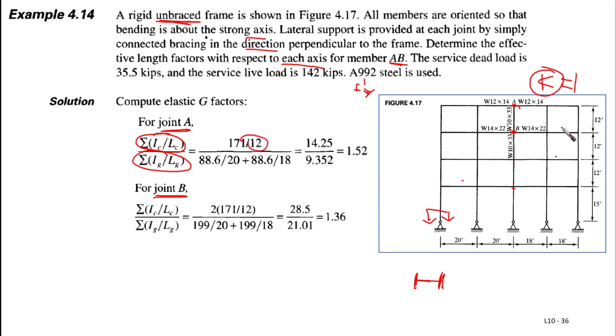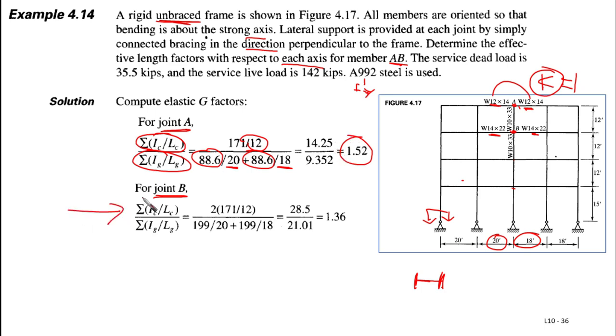This is the length of the columns here, 12, and the length of girders are 20 and 80, like left and right. And for W14 by 22 and W14 by 22, these are the girders on the bottom. And for the top at point A, it is W12 by 14 and 12 by 14. Okay, they are going to be the same. And this is right. As you can see, they are the same here. So the ratio gives us 1.52.